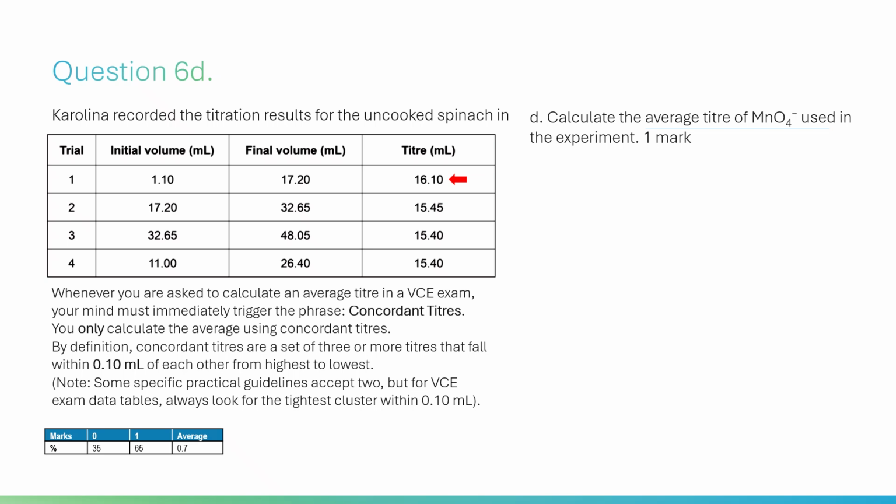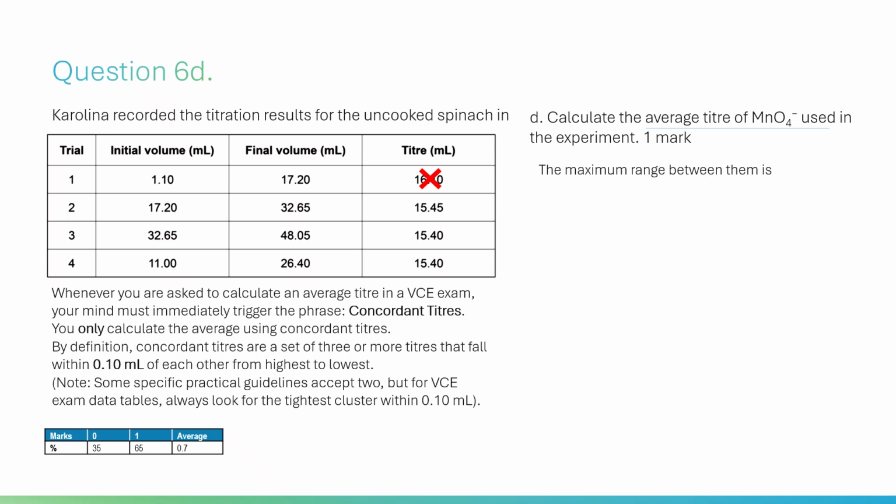Trial 1, 16.10 milliliters. Trial 2, 15.45 milliliters. Trial 3, 15.40 milliliters. Trial 4, 15.40 milliliters. If you look closely at Trial 1, 16.10 milliliters, it is wildly different from the others. This is an outlier, likely a rough first trial where she overshot the endpoint. Including this outlier is exactly how 35% of the state lost their mark.